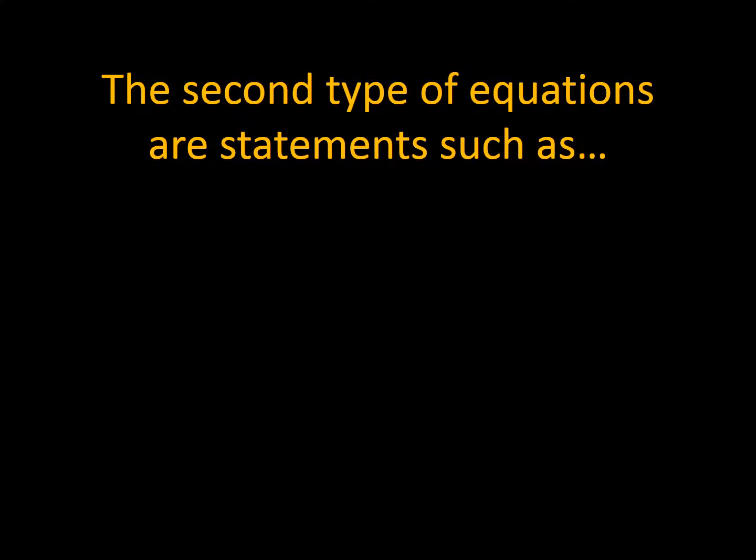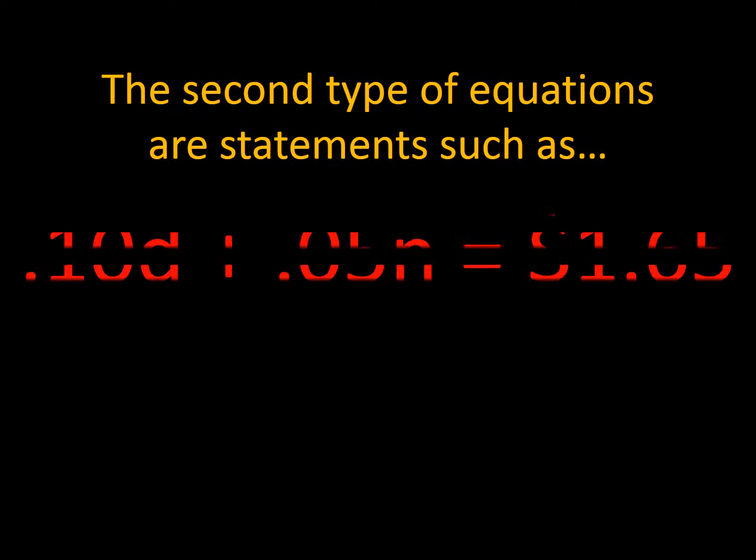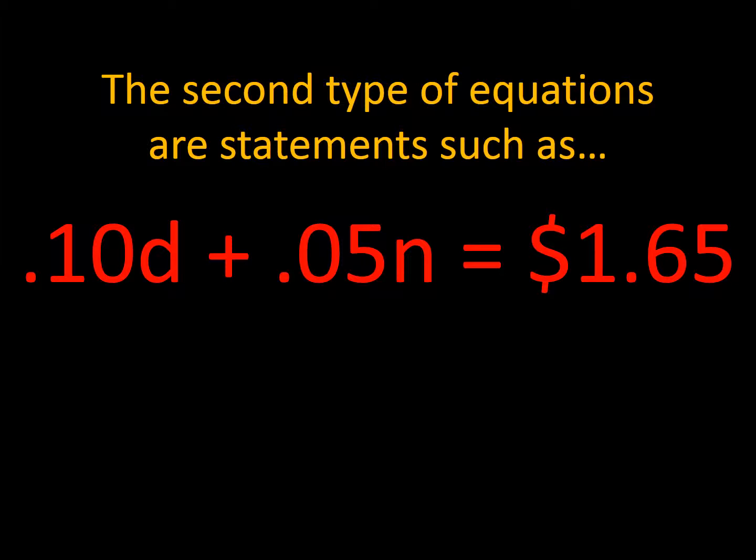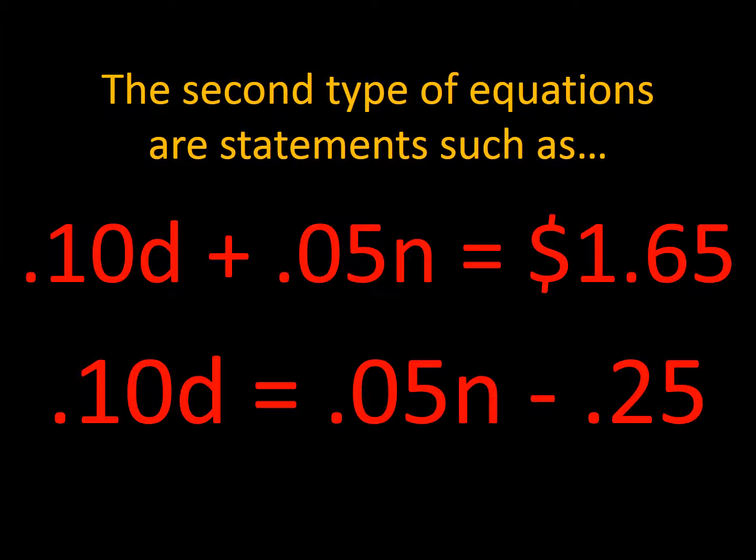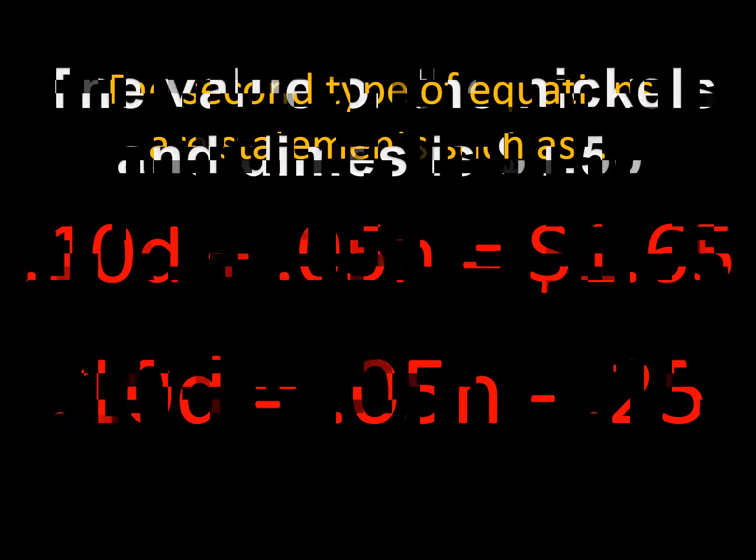Here's a second type of statement. These equations talk about money. We would say 10 hundredths times D plus 5 hundredths times N equals $1.65. A second example would be 10 hundredths D equals 5 hundredths N minus 25 hundredths. Of course, the decimals are the value of the coins. Decimal 05 for nickels and decimal 10 for dimes.